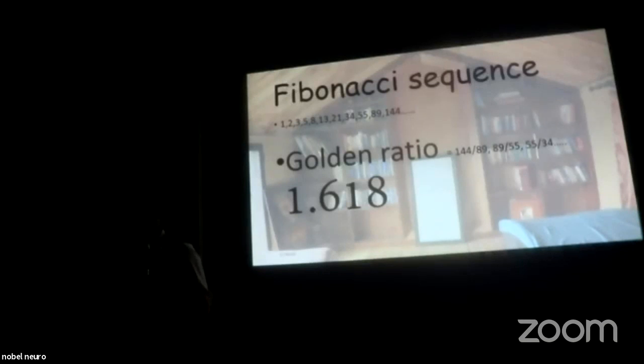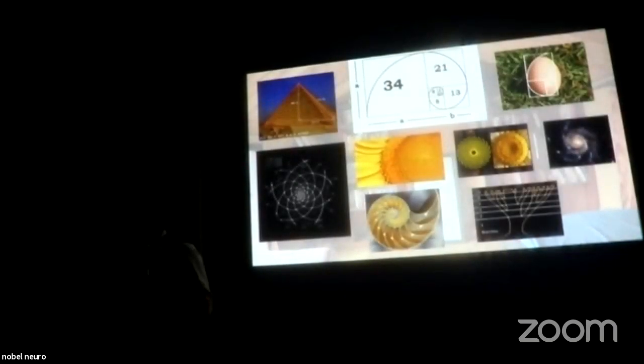The egg, the structure of the egg, the pyramid, branching patterns of trees, snowflakes, branching patterns of blood vessels, lungs, alveoli, atoms, solar systems. It's called the signature of God. You can see? This is where the golden ratio comes in. These are the places where the golden ratio comes in.